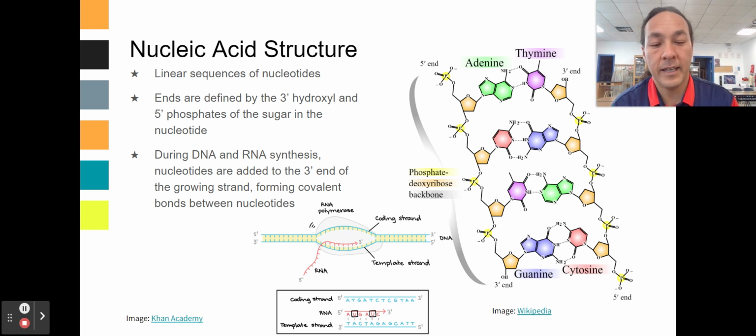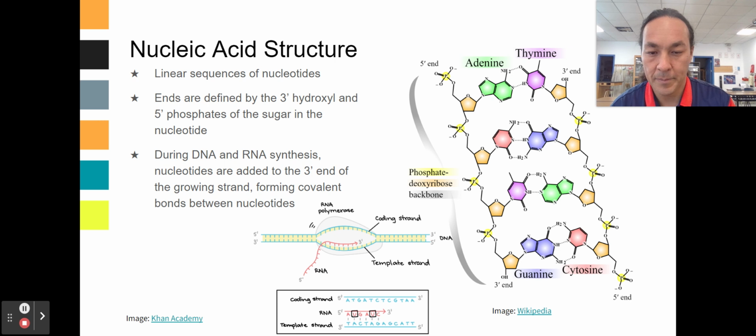DNA can only add new nucleotides to the 3' end. The reason is it has an OH here. And as you know from earlier in the video, the OH is primed for dehydration synthesis. You cannot add a nucleotide to the 5' end. So this gives DNA some directionality. You can only extend it this way. Okay?